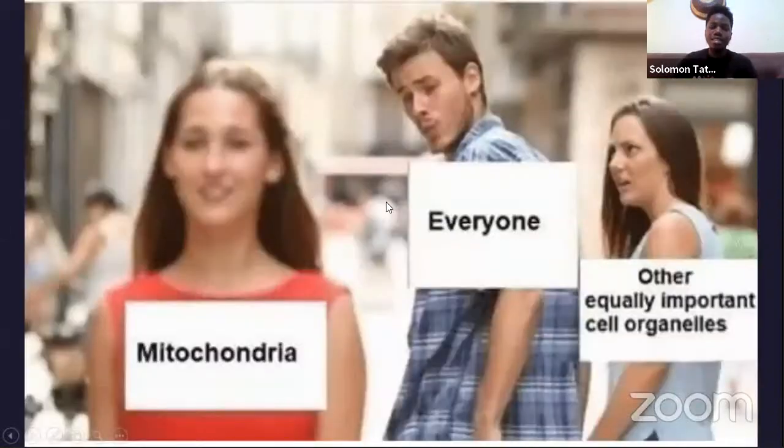Lastly, this is how every other organelle looks at the mitochondria, since it is the powerhouse of the cell. Every organelle admires it, seriously. That's the picture that shows how important the mitochondria is.